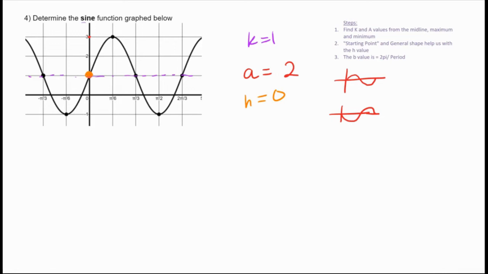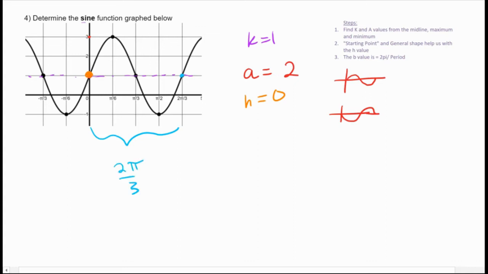Lastly, I'm looking for the b value. The b value is always 2 pi over the period. The period is the distance that it takes for the graph to start repeating. So I see that the distance here is from 0 to 2 pi over 3.